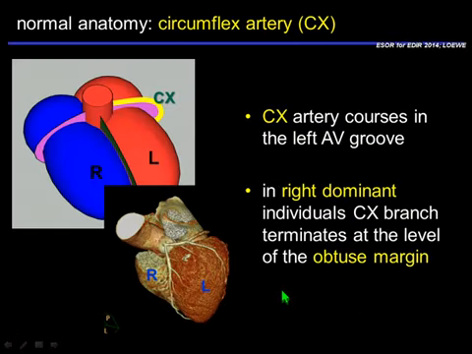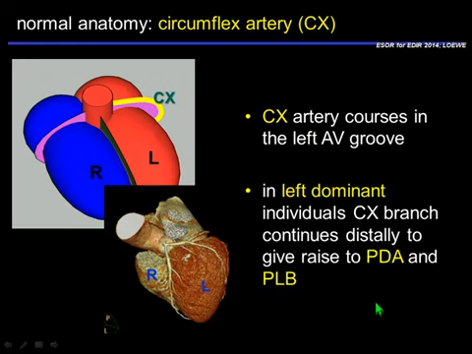Finally, we have the circumflex artery as some kind of mirror of the RCA. The circ courses in the left AV groove, and in case of right dominant individuals, the circ is a rather small artery terminating at the level of the obtuse margin. So the distal circ might be missing in right dominant individuals. Let's go through the segments.